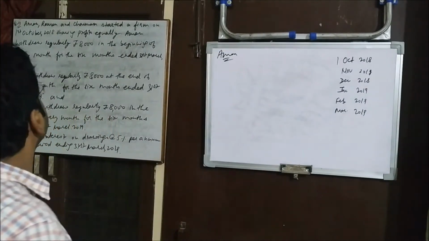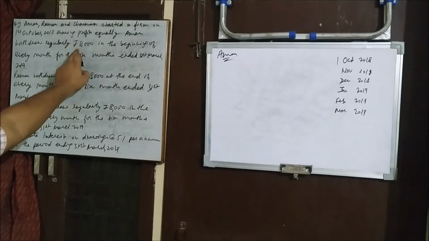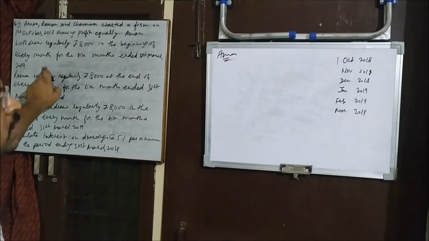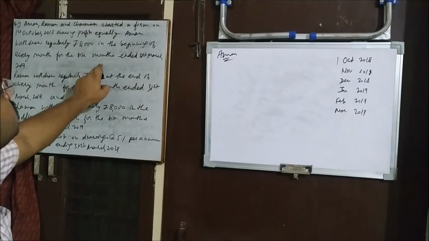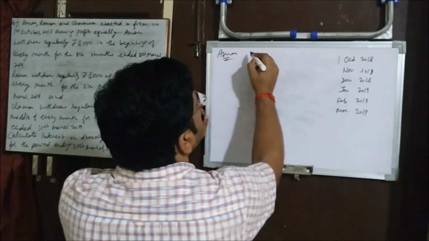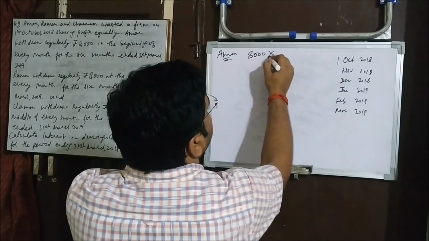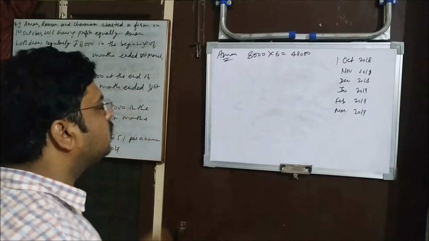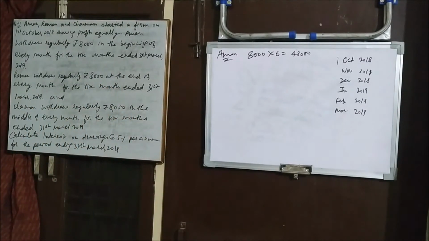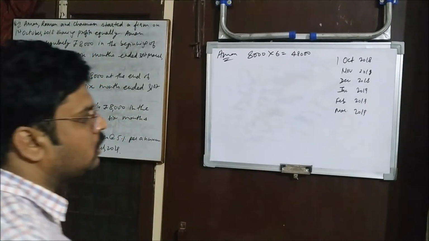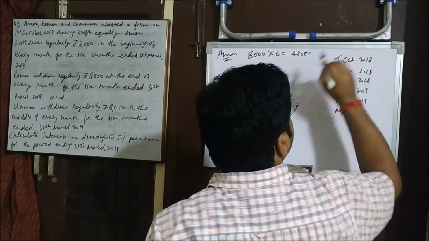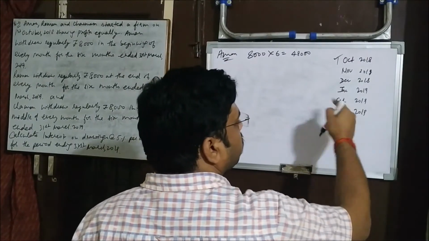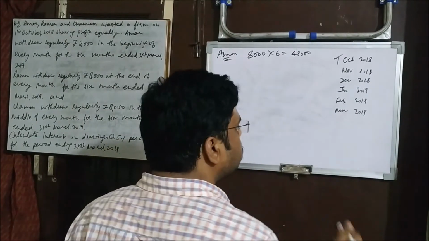So what Aman does, let's read once again. He withdrew regularly 8,000 in the beginning of every month. Okay, for 6 months. Means total amount he is withdrawing 8,000 multiply 6 means 48,000, right? And he is withdrawing that amount in the beginning of every month. Means he is withdrawing on 1st October, okay, 1st November, 1st March, like this.